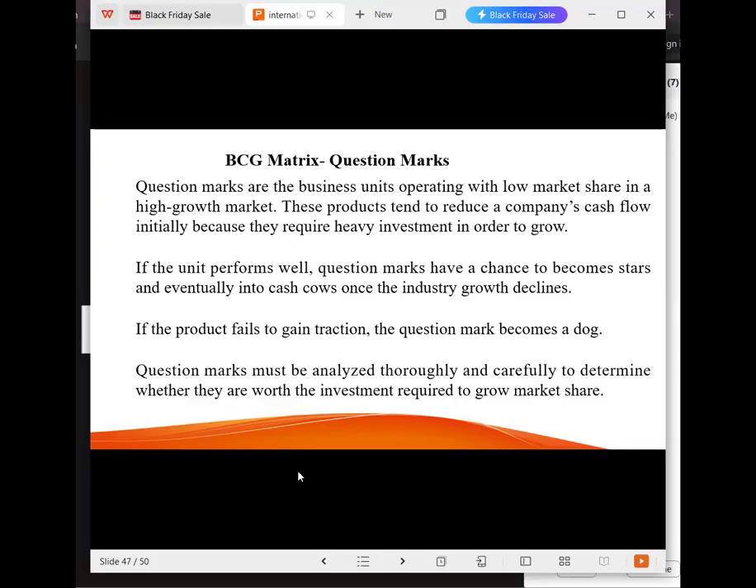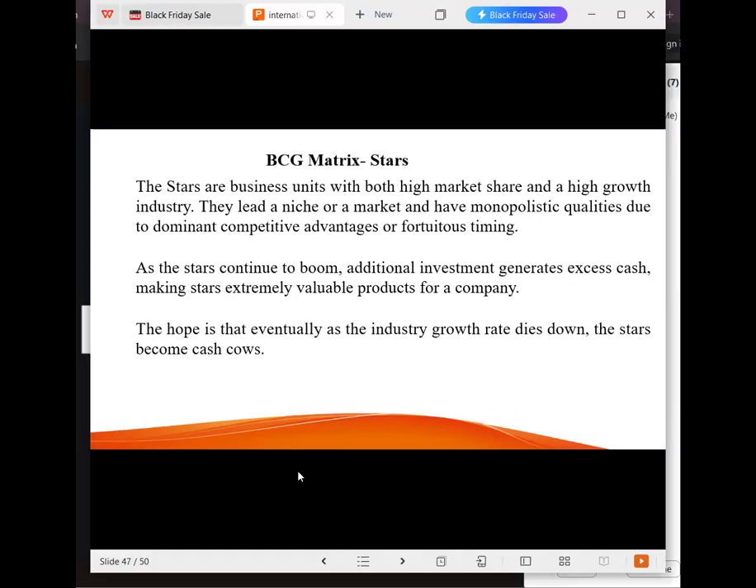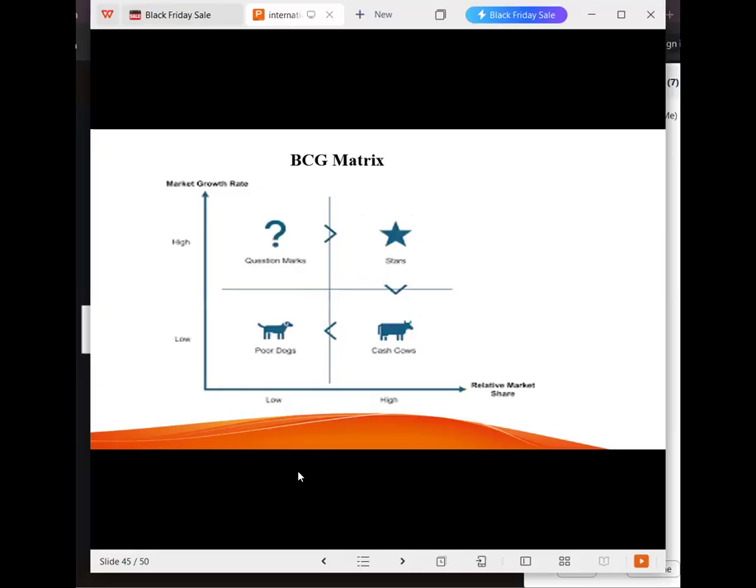So now let's look at the last one, which is dog. Dogs are the least favorable in the BCG matrix, a business unit with low market share in a mature and slow growing industry. So let's look at the dog pattern. Here it is saying that the market share is low and the growth rate is also low, as in the market is not really growing and the market share is also low.